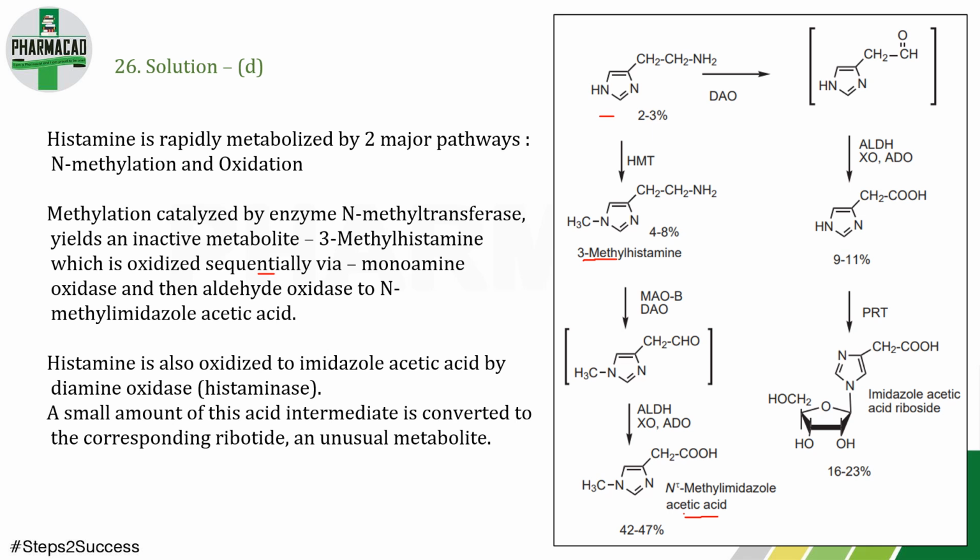As you can see this structure, this is imidazole acetic acid, formed by the enzyme which is diamine oxidase. So this enzyme is responsible for forming the acetic acid of imidazole. A small amount of this acid intermediate is converted to the corresponding ribotide, which is an unusual metabolite. So these are the metabolic forms of histamine. So the correct option, which is not a metabolite of histamine, is 3,4-imidazolyl propionic acid, that is option D, because it cannot form propionic acid, because we have ethanamine over here and not a propanamine.